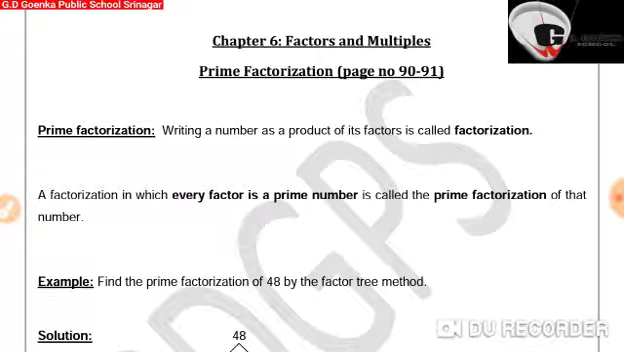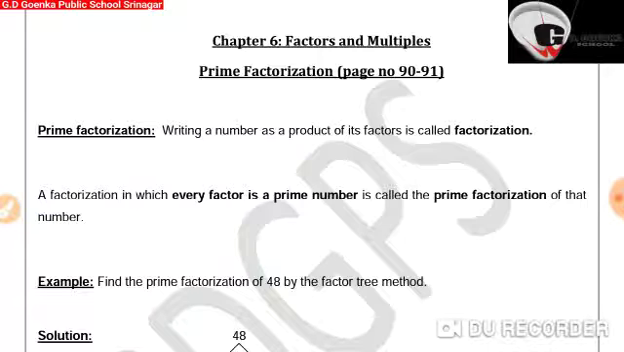Writing a number as a product of its factors is called factorization, and when those factors are prime numbers, the factorization is called prime factorization. That is, a factorization in which every factor is a prime number is called the prime factorization of that number.